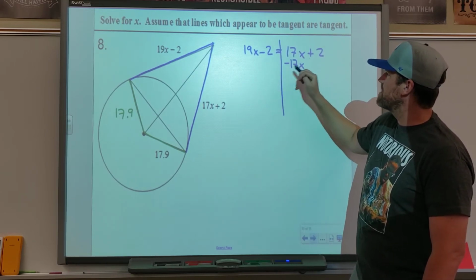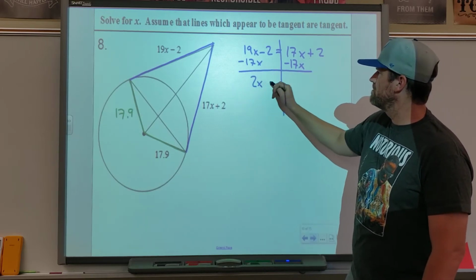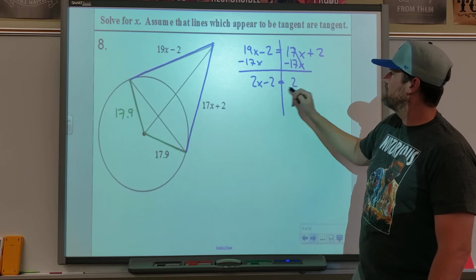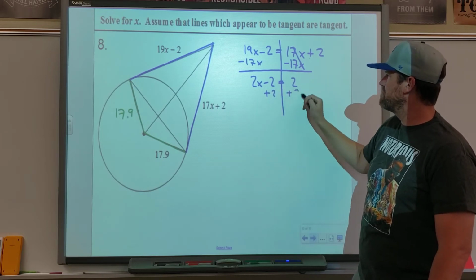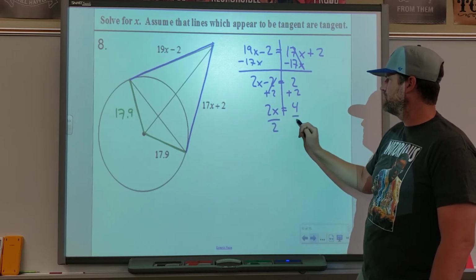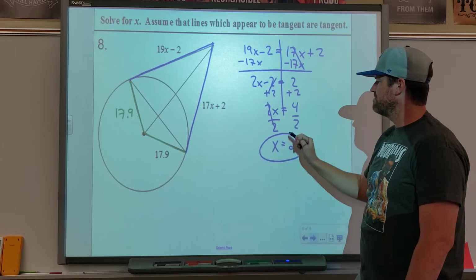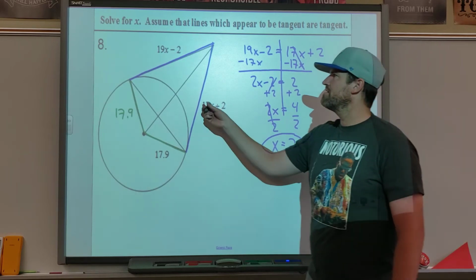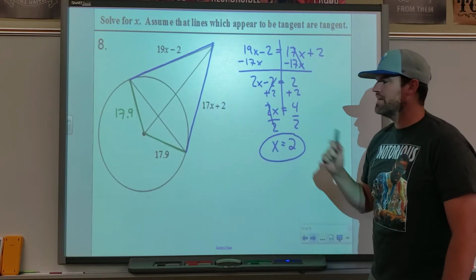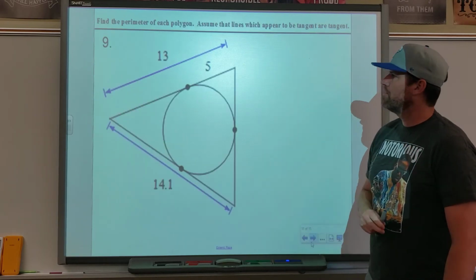Get the x's to the same side. Add 2 to both sides. Divide by 2. X equals 2. That was a lot of 2's. But long story short, these are equal. Set them equal, we get x equals 2. All right, a couple more of these.